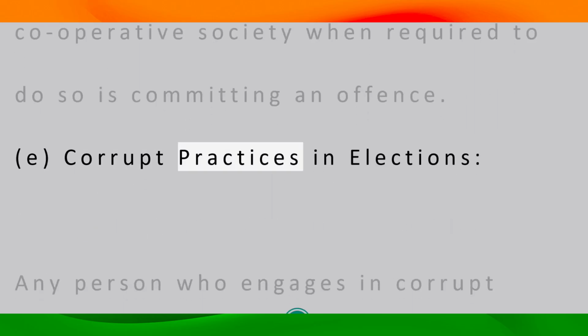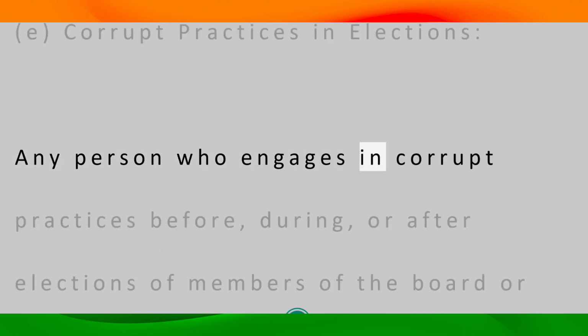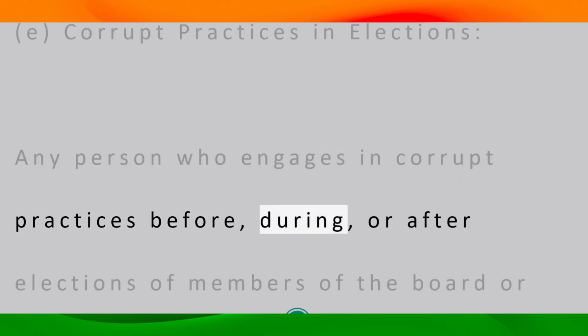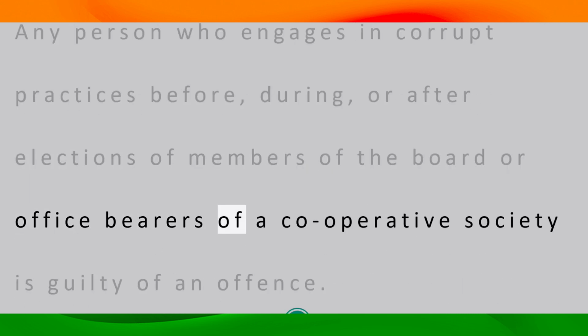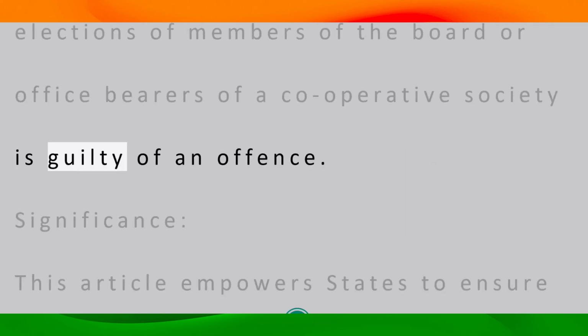E. Corrupt practices in elections. Any person who engages in corrupt practices before, during, or after elections of members of the board or office bearers of a cooperative society is guilty of an offence.